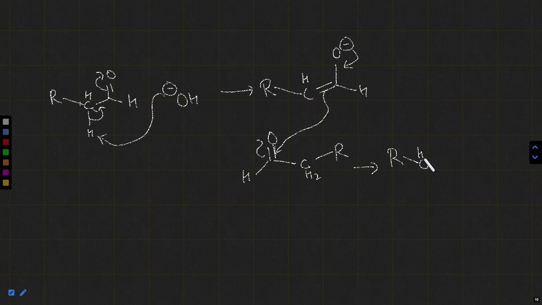So that would result in R, CH, OH, and this will be joined here, OH, CH2, R, right? And here we have one more H. So this is alpha, this is beta. At beta position we have hydroxy. So beta hydroxy ketone or aldehyde.